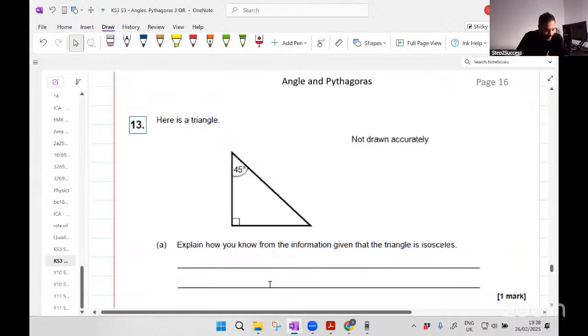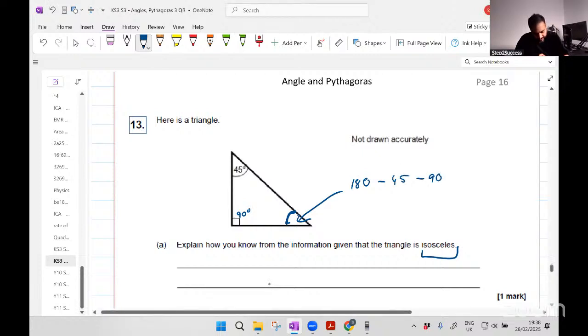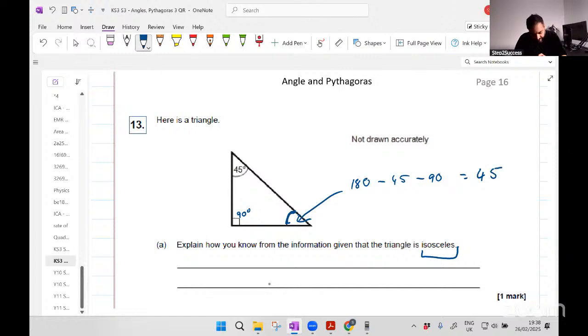Here is a triangle. Explain how you know from the information given that the triangle is isosceles. What does isosceles mean? An isosceles triangle is one where it has two angles that are the same. In this triangle, if I wanted to work out the third angle, I can because I know what the other two angles are. So I know that's 90. To work out the missing angle, do 180, take away 45, take away 90, which equals 45. So you explain that there are two equal angles in this triangle of 45 degrees, which makes it an isosceles triangle. That's how you know.